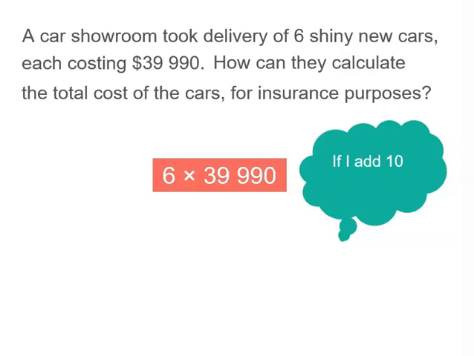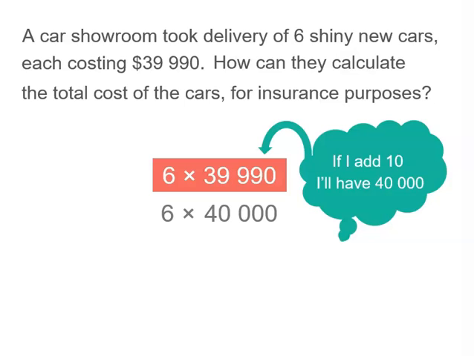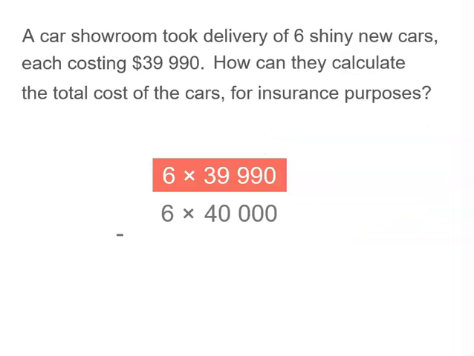So I'm going to add 10 to 39,990 and that makes it 40,000. So I'm going to multiply 6 by 40,000, which I can do in my head. But remember I added 10 to that amount, so I then have to subtract 6 groups of 10.